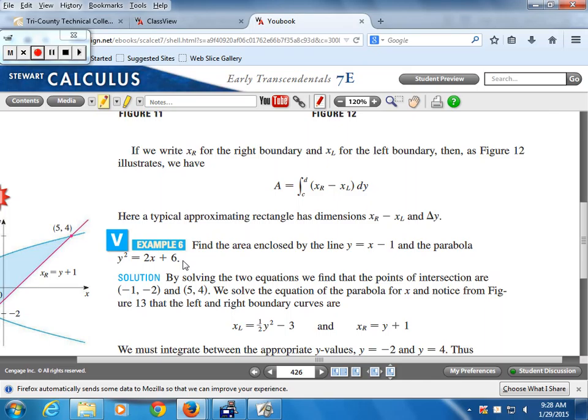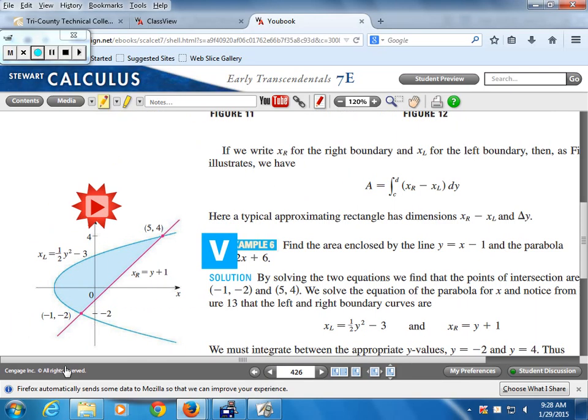Now, what we're going to do is do it both ways and see what happens. So go ahead and do it around the y-axis. That means you're going to take y plus 1 and subtract what? You're going to subtract y squared over 2 minus 3. That's right, class. And how do you know that? By looking at the book? No. By drawing a picture. And luckily, they have a picture here for you. You can see more with the picture than you can with anything.